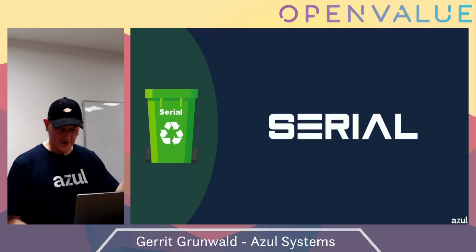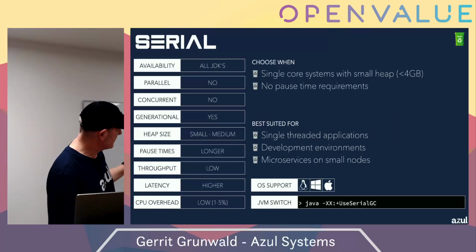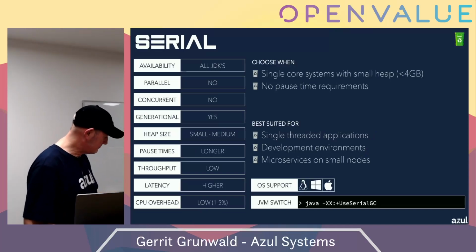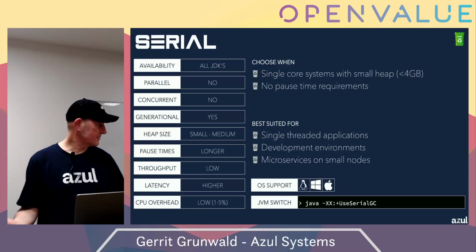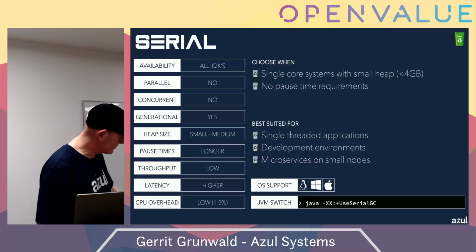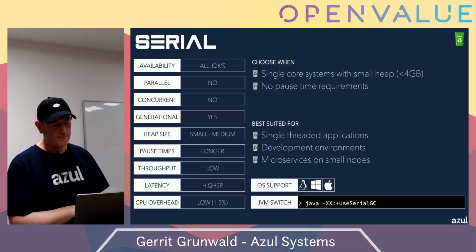Serial collector. It's the oldest one in the JVM. To make it simple, everything is on one page. You will find some information on this one. I will probably provide the slides afterwards. Yes. So then you can look it up on your own. Then we don't have to read through all of that.